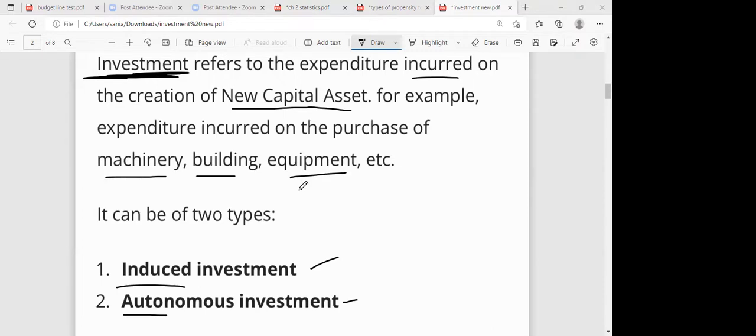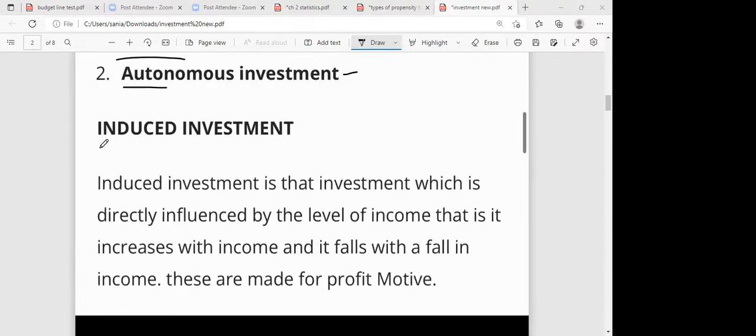Okay. So now first thing, what is induced investment? Induced investment is that investment which is directly influenced by the level of income. It is increased, you will write here, with increase in income, and it falls with the fall in income. These are made for profit motive.